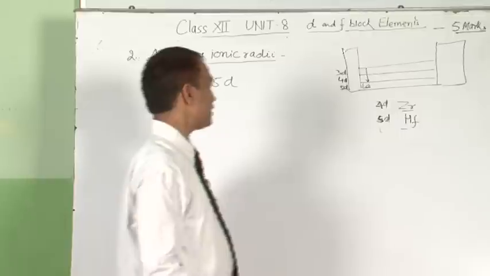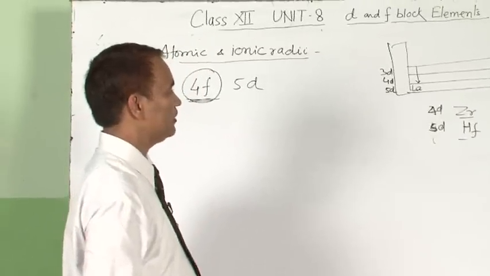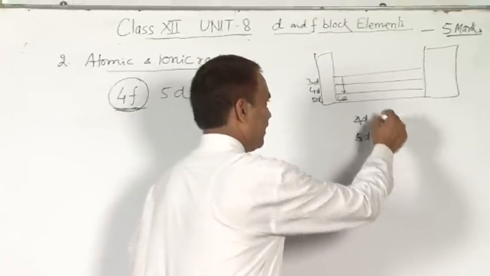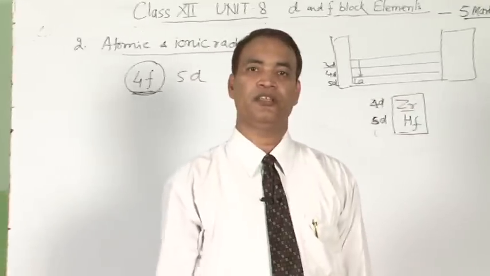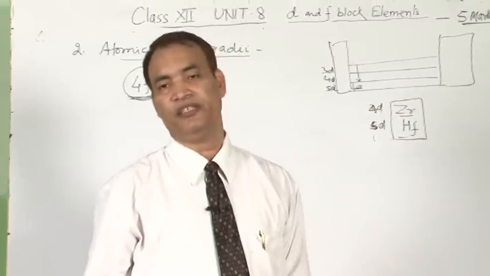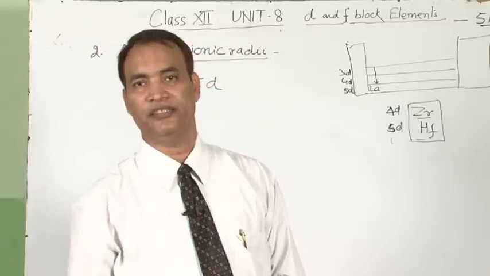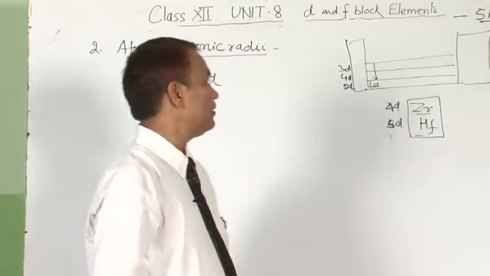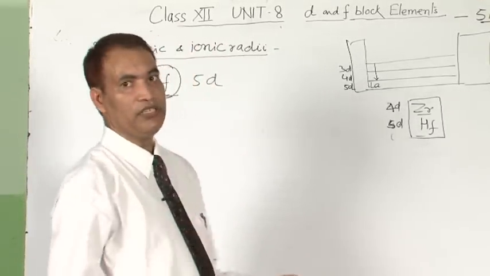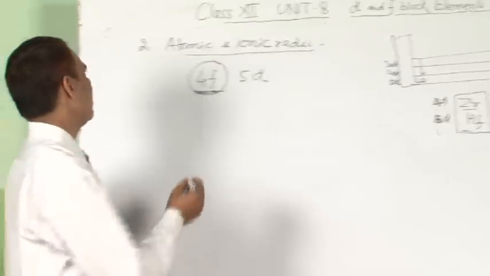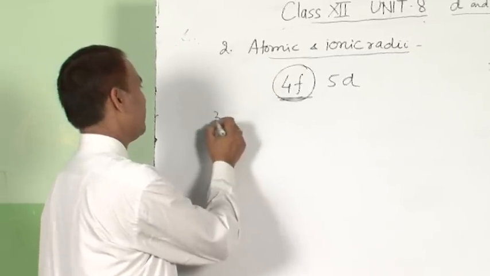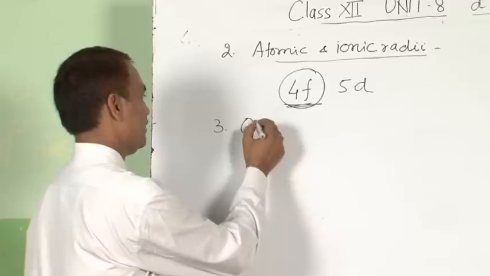A consequence of lanthanide contraction is that a question can be asked: why are zirconium and hafnium similar in chemical properties? They are similar in properties due to their similar radii, and that is due to the lanthanide contraction. The next characteristic or property is the oxidation state.